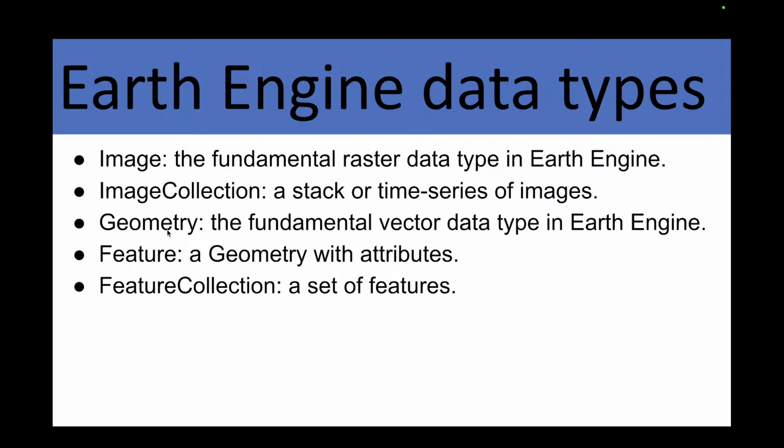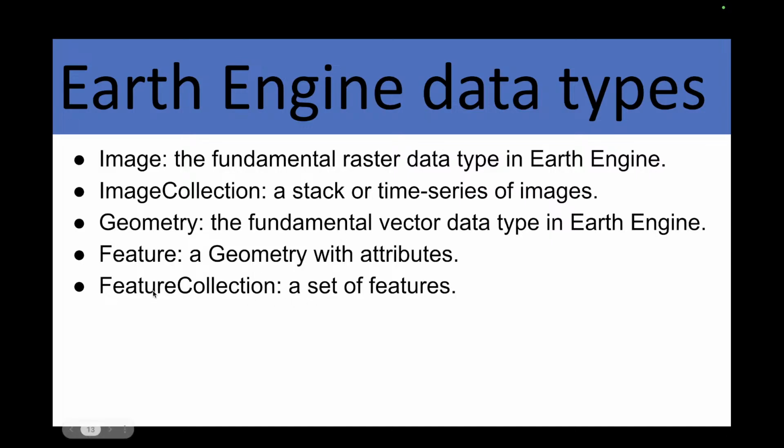Then geometry is the fundamental vector data type, such as point, line or polygon. And feature is another: a geometry with attributes. Suppose I have added information to any geometry, then it works as a feature. Suppose I have a point for Dhaka city, then it works as a feature. Only a point works as a geometry, but when I set information on this point, it works as a feature. And feature collection is a group of features.